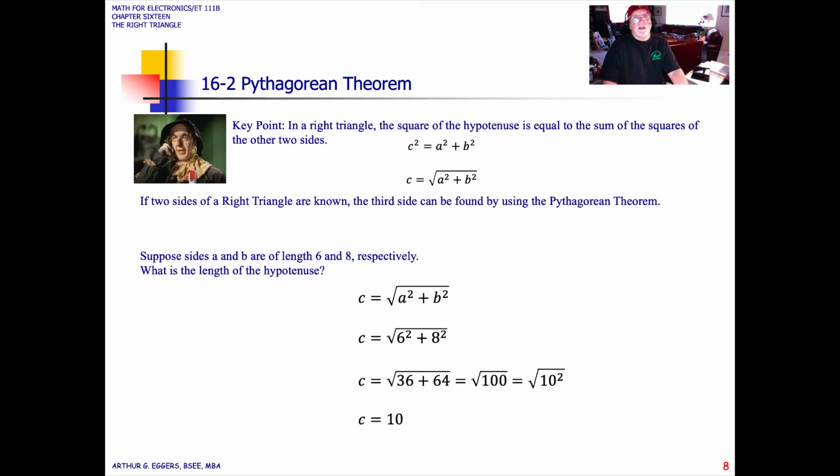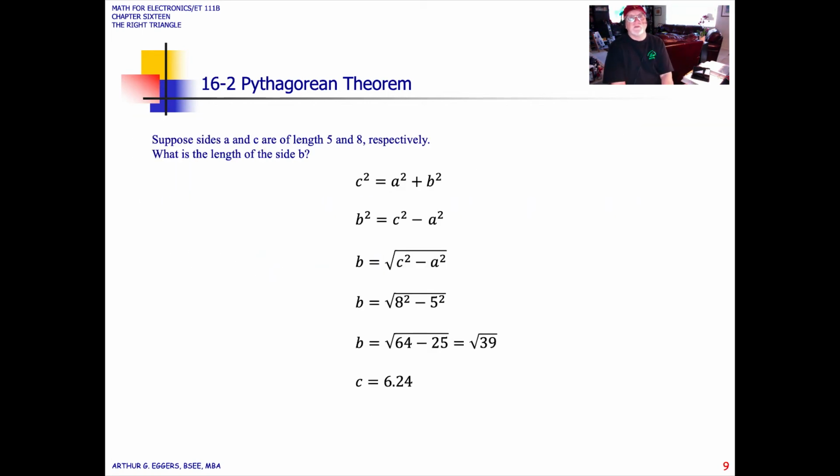Suppose the lengths of the sides are 5 and 8 respectively, and we want to calculate b. Well, this requires us to move some terms around to simplify the expression before we start solving. So we start with the basic equation: c squared is equal to a squared plus b squared. Let's move b squared to one side, so we're going to subtract a squared from the other side. Take the square root of both sides, and then just start plugging in our values.